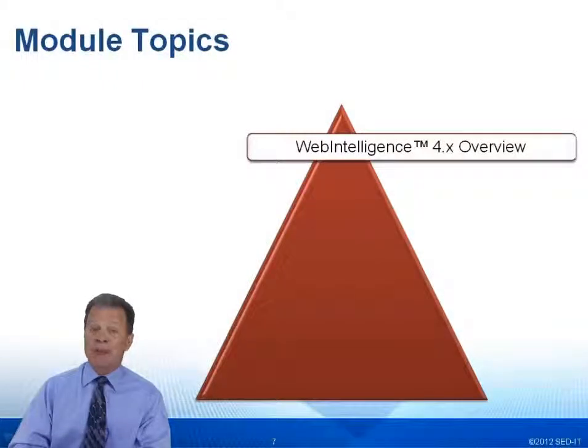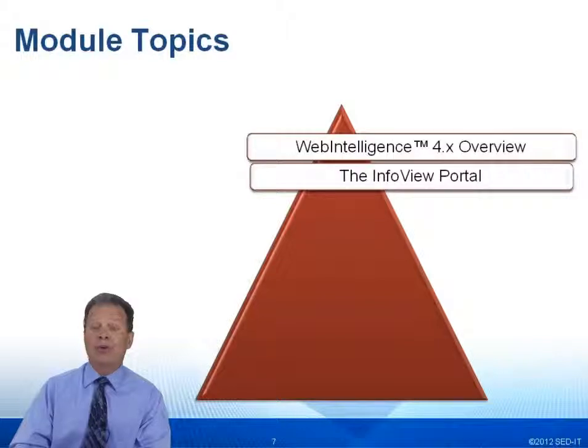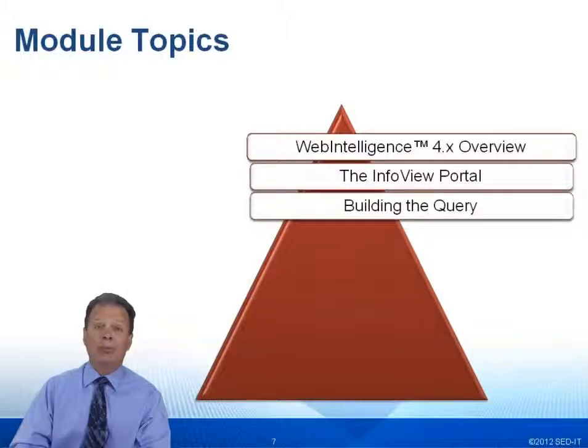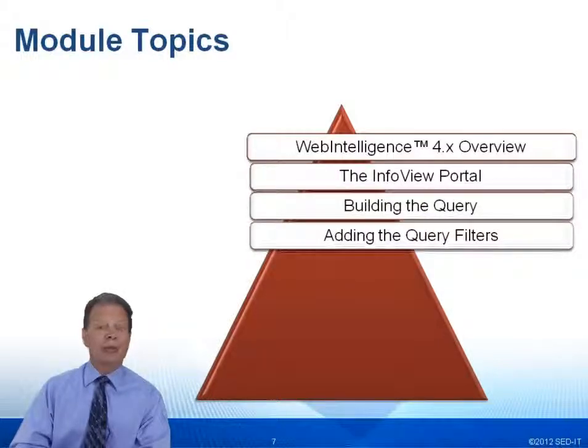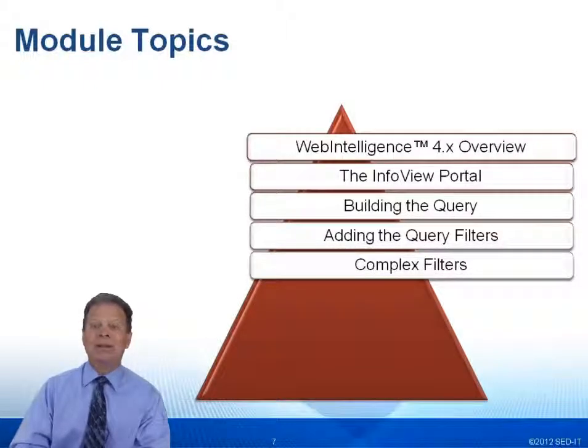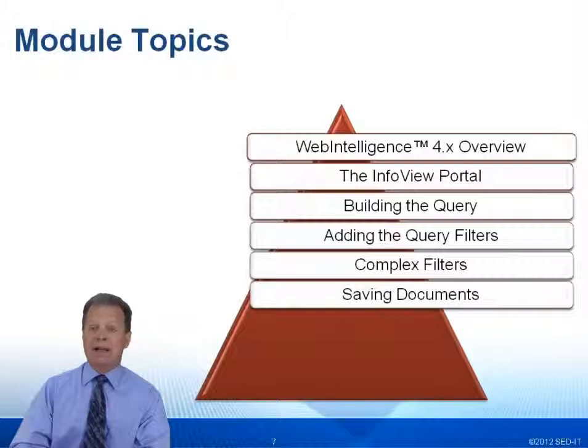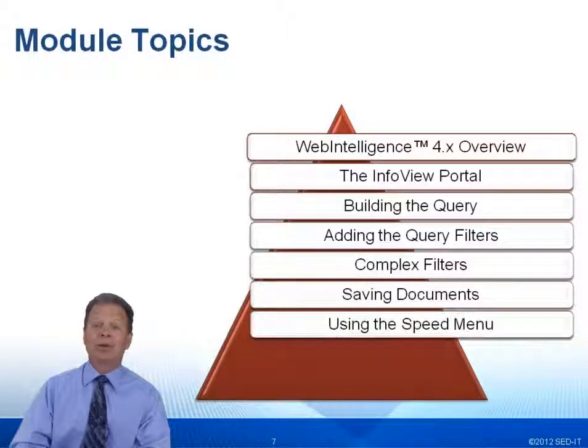The module topics: the Web Intelligence 4.0 overview will include the InfoView Portal that we talked about earlier. It will include building the query. The next module will be adding the query filters. We'll get into complex filters. And then we'll be moving into saving the documents once you've created those. We'll learn how to use the speed menu as part of that process.